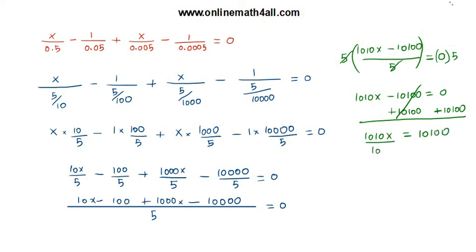Now I divide both sides by 1010. This 1010 will cancel out. Here 1010 goes into 1010 one time. Here also it's one time. It is 10. So finally we get the value for x, that is x is equal to 10.